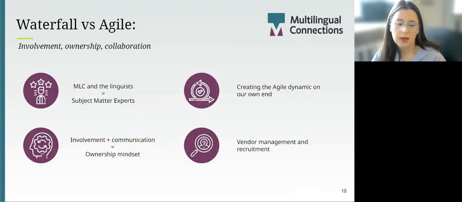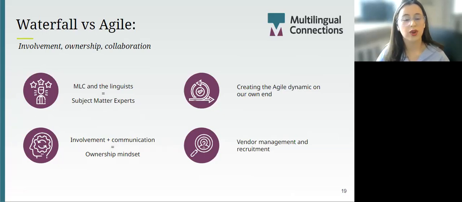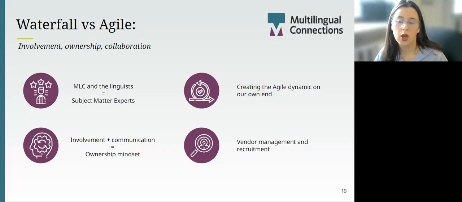And other differences can be laid out in terms of involvement, ownership, and collaboration. Our role as a language service provider and the roles of the linguists change from a service provider or a linguist with a set of instructions and a set of deadlines to a subject matter expert who, quote unquote, gave the instructions, advice on reprioritization or selection of work, and the guidance on how the end product should look like.